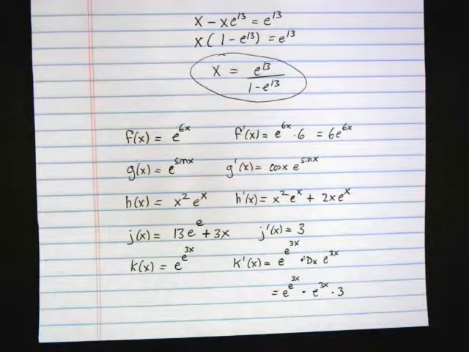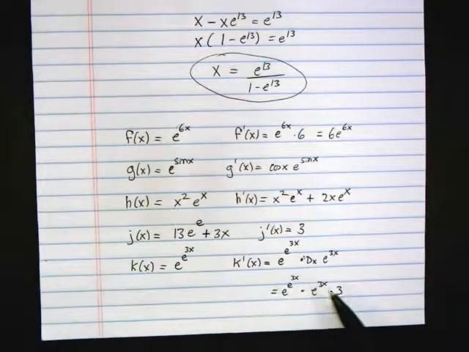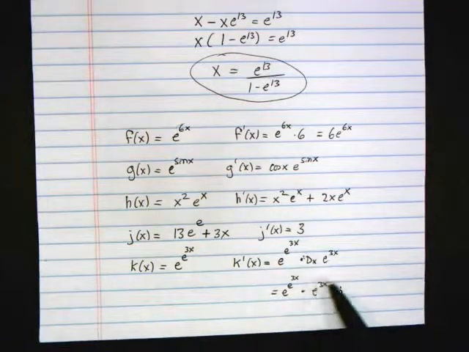It's actually not so bad. It looks a lot worse than it is. It's a double chain rule problem. You leave the e to the power alone, you take the derivative of the power. And to take the derivative of the power, we had to use chain rule again.